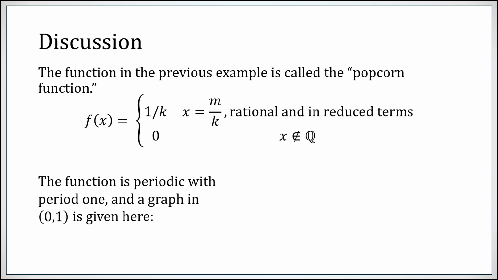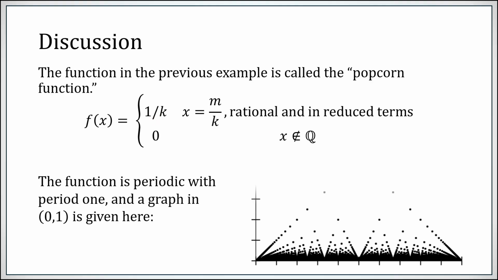And it has period 1. So if x is 2 over 3 or 5 over 3 or 8 over 3 or 11 over 3, you get out the same value. If you add 1 to x, an irrational is still irrational. And if it's rational, you haven't changed the denominator. So the function is periodic with period 1.